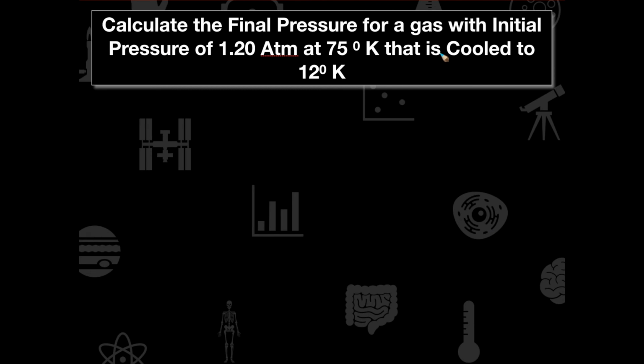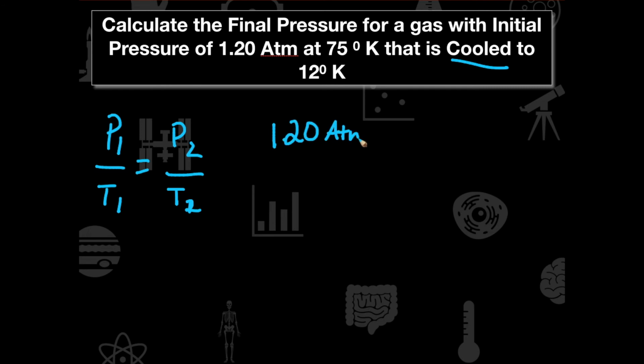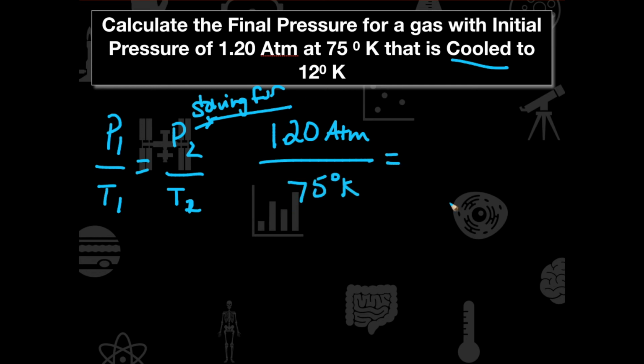Again, we're calculating the final pressure for a gas with an initial pressure of 1.20 atmospheres at 75 degrees Kelvin, and we are cooling it down to 12 degrees Kelvin. P1 over T1 is equal to P2 over T2. Let's go through and do this one together. What's our initial pressure? 1.20 atmospheres. Remember, we are solving for P2. We're going to divide that by our initial temperature, which is 75 degrees Kelvin, and set it equal to P2 over 12 degrees Kelvin.